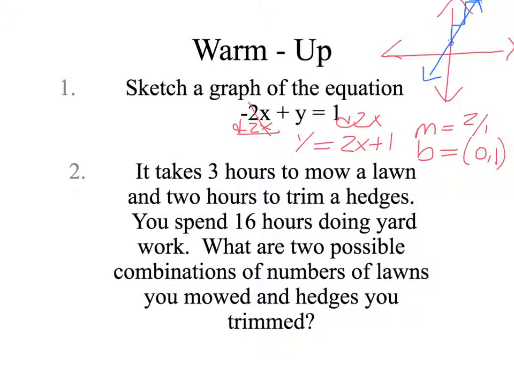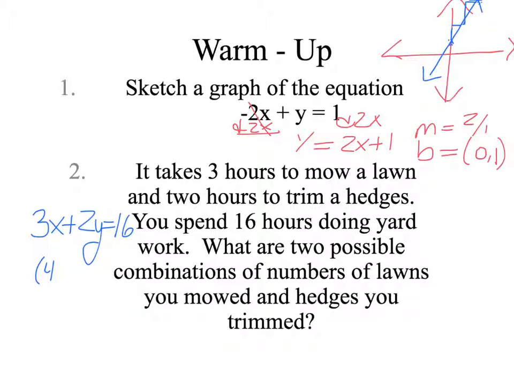Part 2. 3 hours to mow a lawn, 2 hours to trim a hedge, 16 hours doing yard work. So 3 hours for every lawn I want to mow, plus 2 hours for every hedge I want to trim is going to equal 16 hours. And you want to figure out how many hedges, how many lawns you could mow in that total of 16 hours. You want to use the process of guess and check. Basically just plug some things in, see if you can get it to equal out to 16.